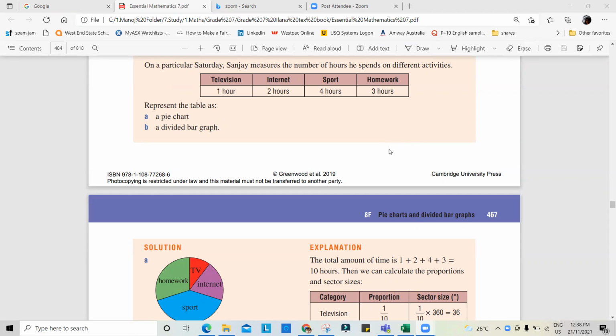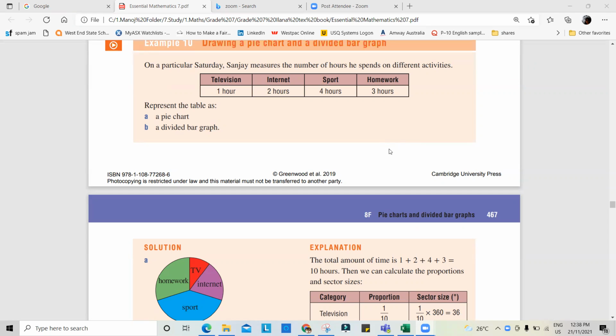Hi everyone. Now I'm going to talk about the pie chart and the divided bar graph in grade 7 maths under the probability. Now this section is very important in your exams. There are some interesting questions that come, mainly with the data. Now this question I'm going to read it for you.